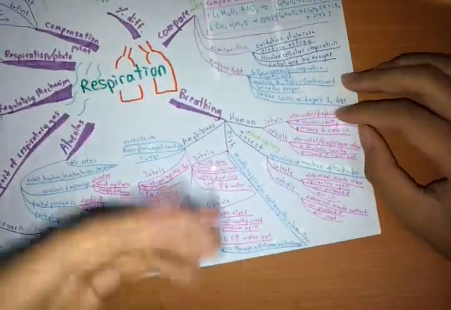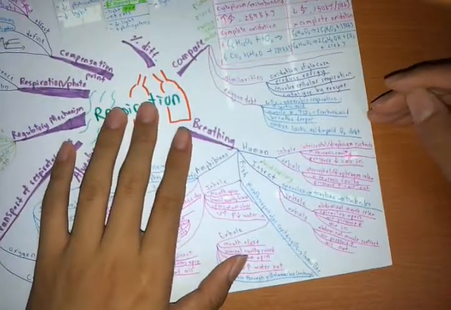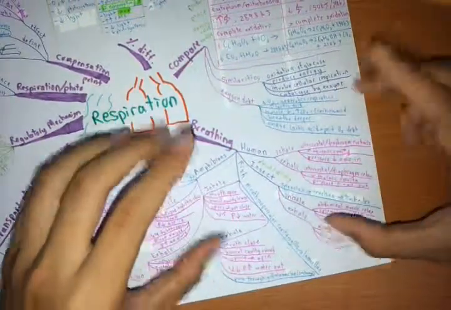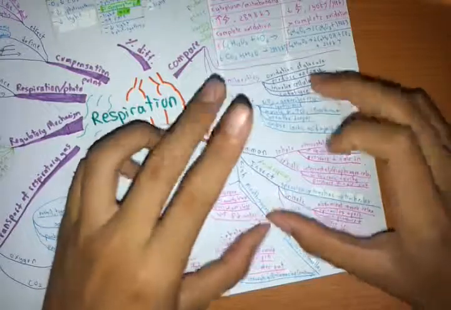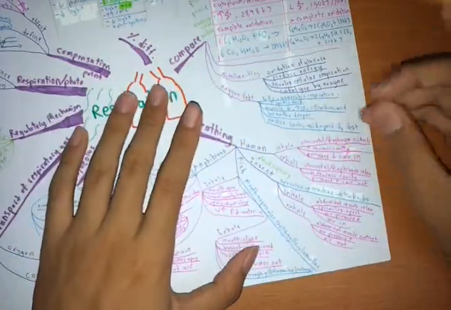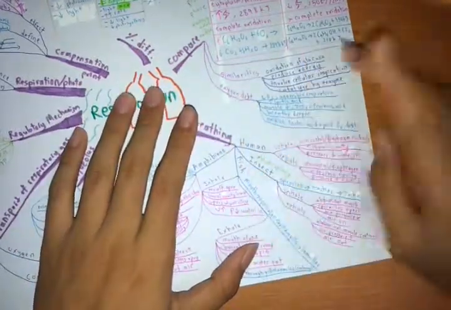Now for exhalation, it's basically the intercostal muscle and the diaphragm muscle just relax. So when they relax, the space is a lot smaller. So when the space is smaller, the pressure is higher and the air rushes out.